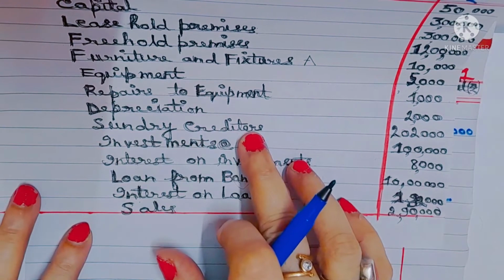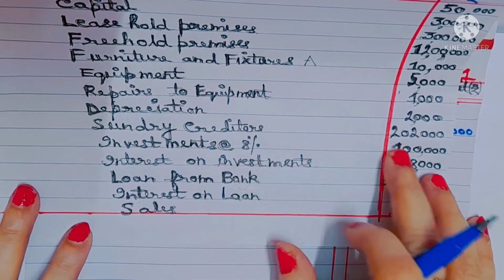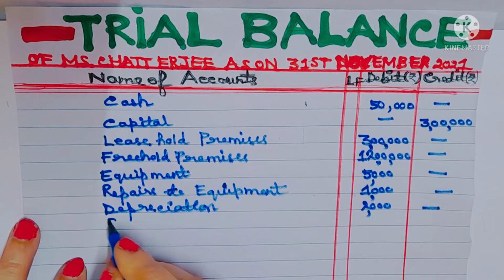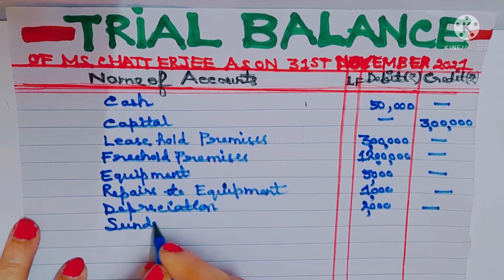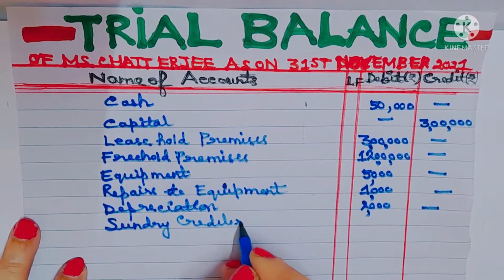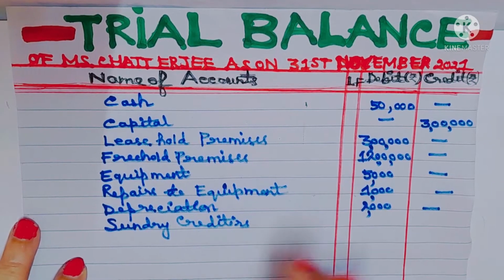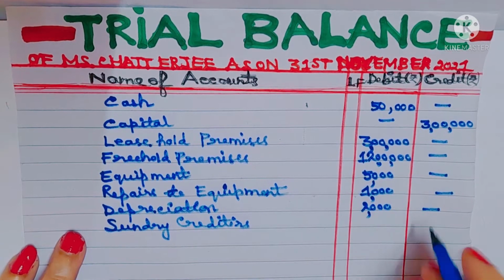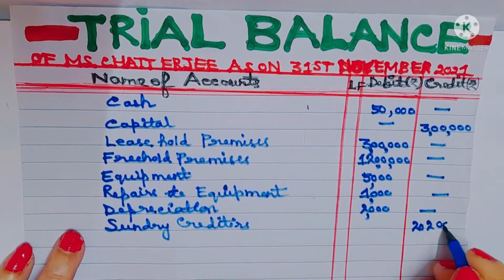Sundry creditors. The amount is 2,02,000. Let's write. Sundry creditors is a credit balance. So, we'll write the amount in the credit column, 2,02,000.